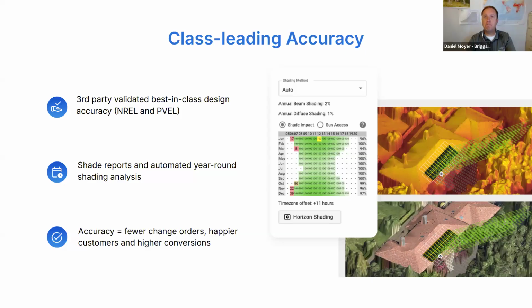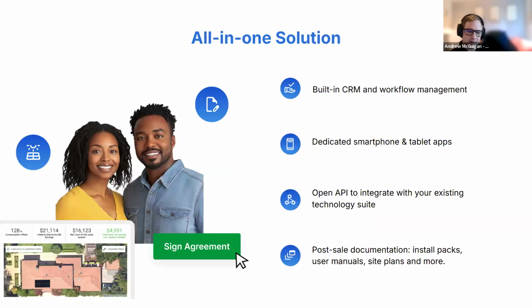I see it says annual beam shading, annual diffuse shading. Can you just really quickly explain what those differences are? Yeah, I'd have to dig into that a little bit, but you're getting a little bit of difference there on the overall spread of the shading on the system versus the direct shading to each module. So each beam there. Yep.